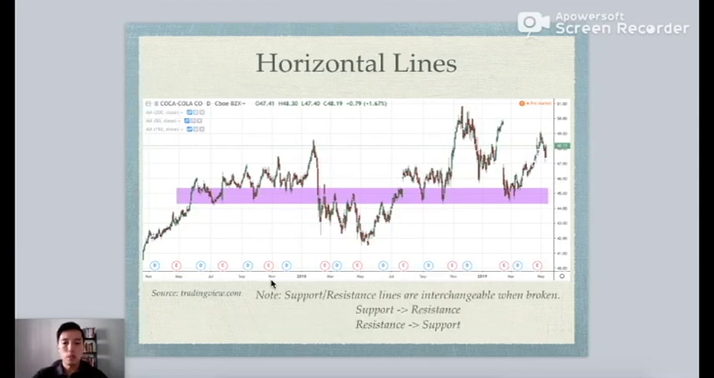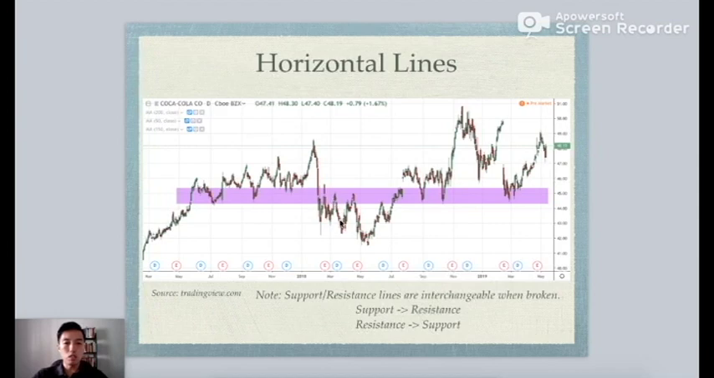The other thing to take note of is that support and resistance are interchangeable when they are broken. What I mean is, when you come to this point, this zone is resistance. Then it was broken and turned into a support, so it bounced off, became a support, bounced off again. But at this point, some news broke this support level, so price went all the way down. Once this support level is broken, it has become a resistance.